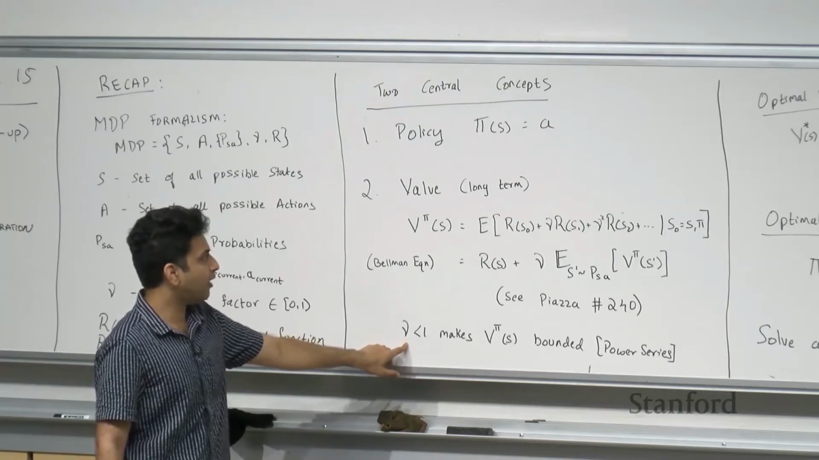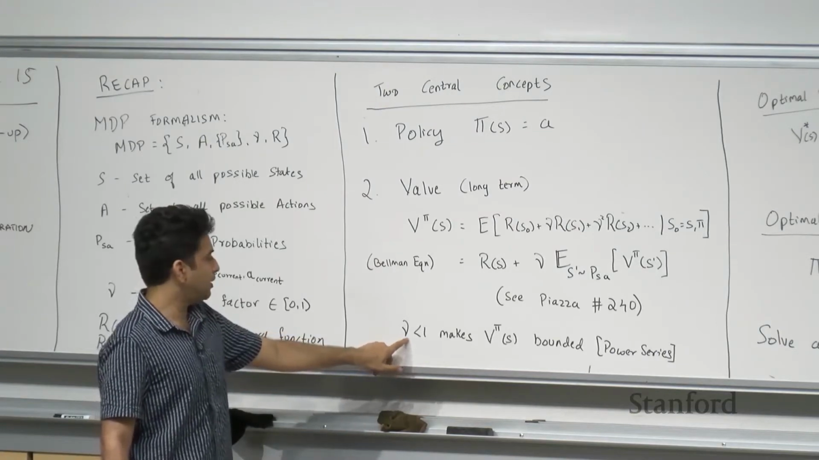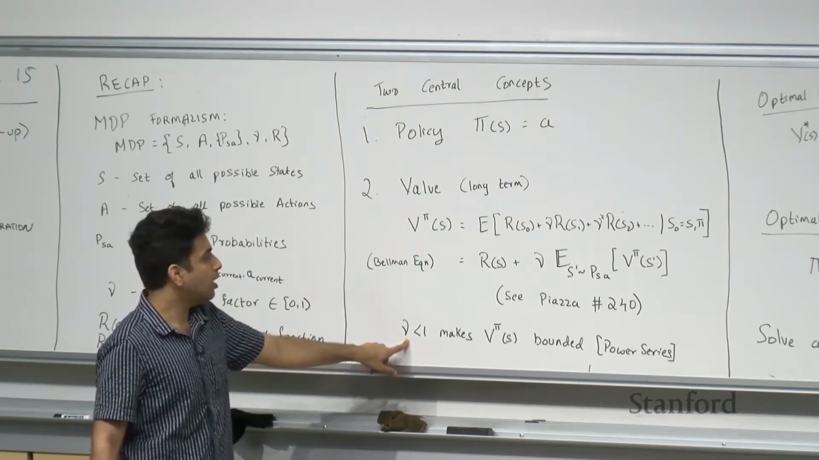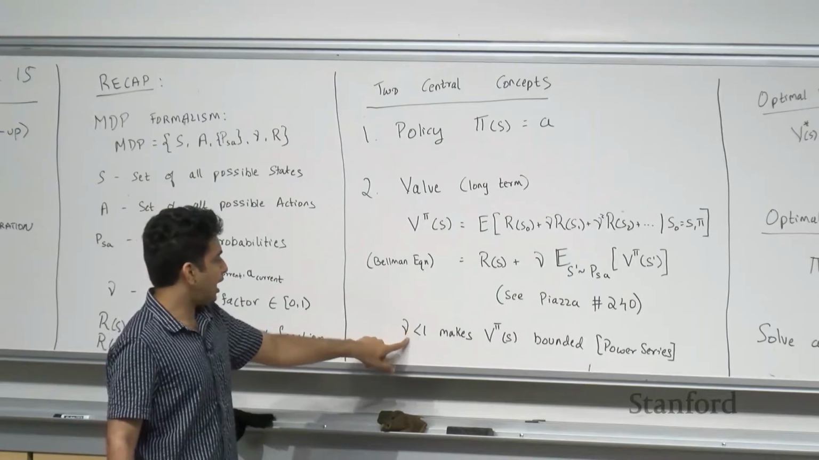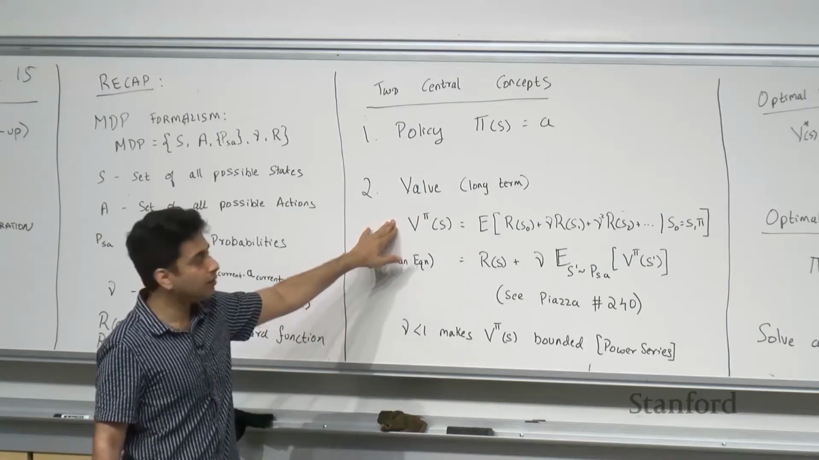Should it be the same value? Should it be less than 1, and so on? The answer is it should be less than 1, strictly less than 1. It cannot be greater than 1. And it is this gamma that is less than 1 that makes the value function bounded, right?